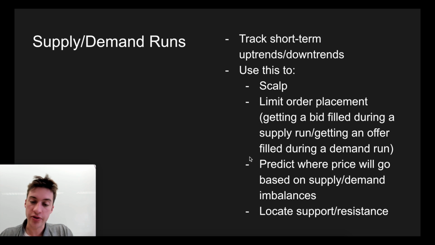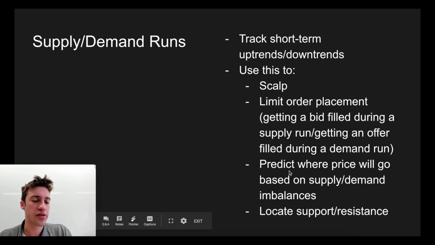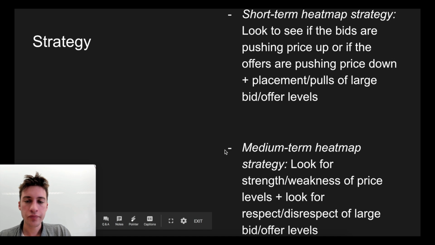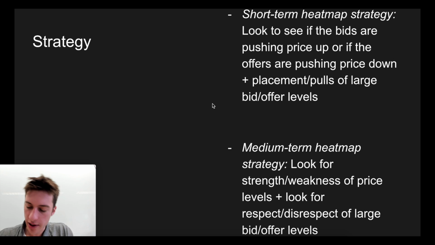You can also locate support and resistance using this strategy and predict where price will go if you get good enough, if you start to practice this a little bit more. You're going to begin to see these supply-demand imbalances, and scalping should become a lot easier. So what I want to look at here is what is the difference between the strategy that we're going to talk about today, which is short-term heat map strategy, versus medium-term heat map strategy.